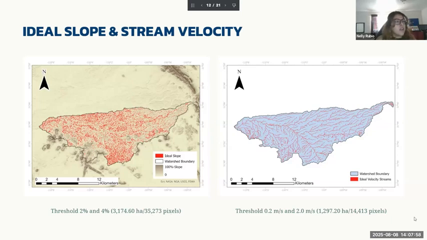And our threshold for our velocity was 0.2 meters per second and 2 meters per second. We avoided anything below 0.2 to avoid pooling, and anything above 2 was considered unrealistic. Here we got the streams within that viable velocity range.